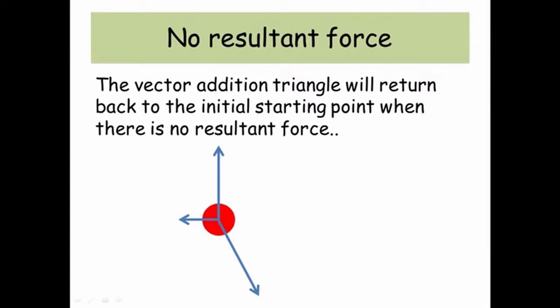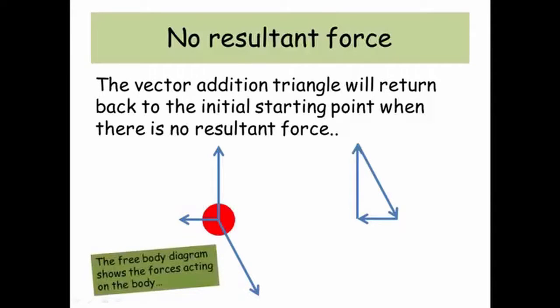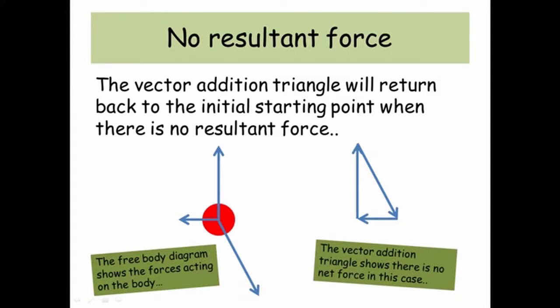With no resultant force, the vector addition triangle will return back to its initial starting point. So we've got a free body diagram on the left, and then if I just add up the vectors, you can see we end up right back where we started. That means that there's no resultant force. So the free body diagram shows the forces acting on the body on the left, and then the vector addition triangle shows that there is no net force in this case.